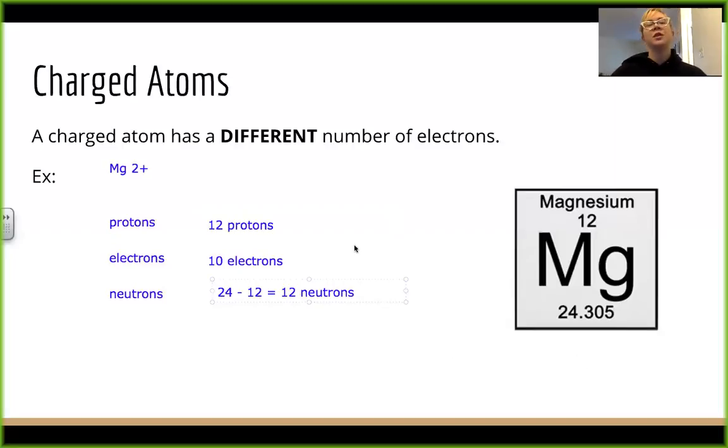All right, so just keeping that in mind, if you see that charge, that is telling you something about the electrons. It's telling you how many electrons there are.